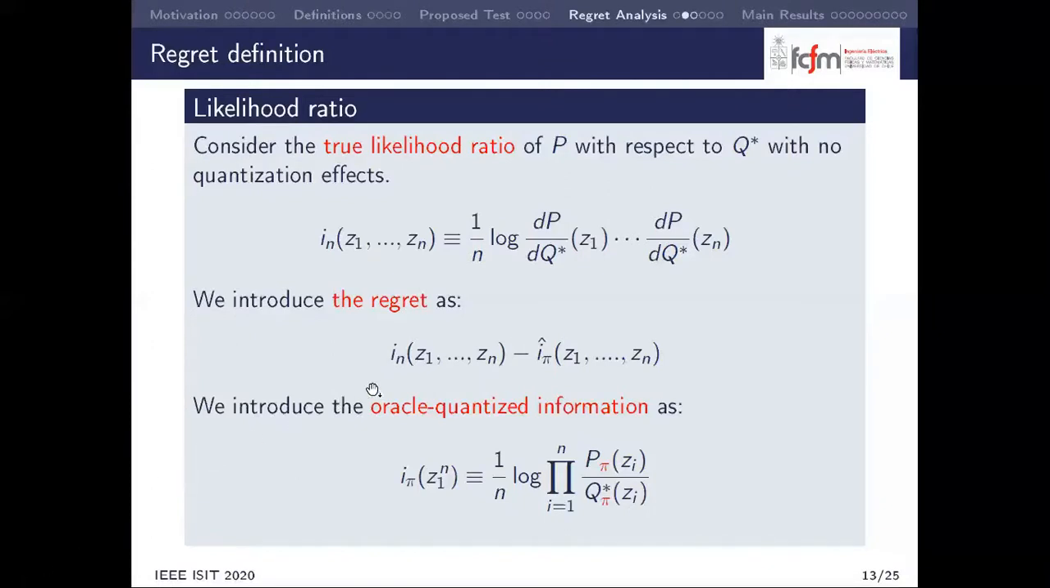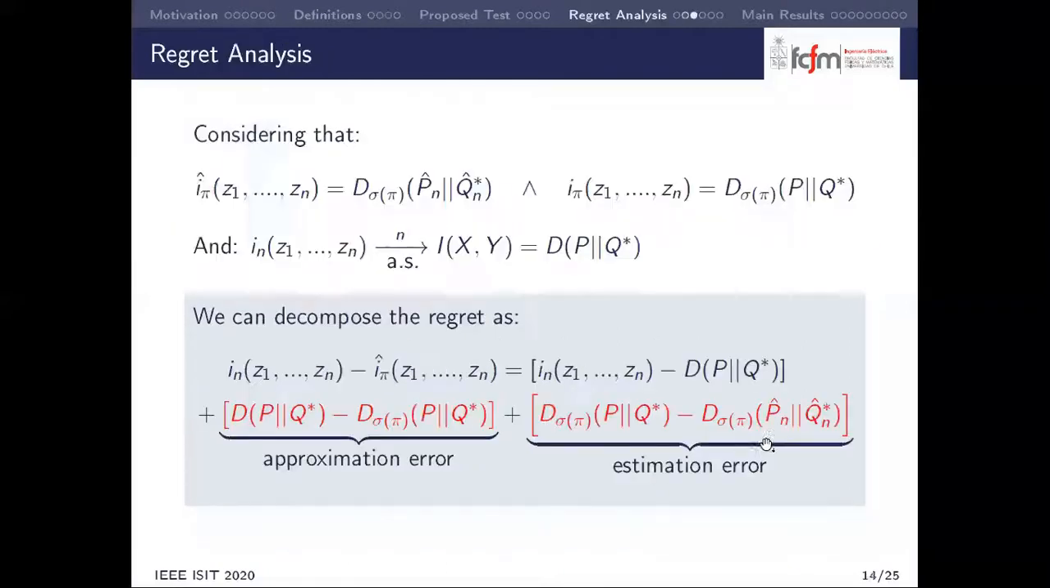So note that the difference here is because of two factors. First, we have the quantization effect introduced by the partition. And second, we have the fact that we are using empirical versions of the distribution. So in order to analyze this difference, we will introduce an intermediate step, which is the Oracle quantized information, which uses the true probability distributions, but restricted over the partitions, over the events induced by the partition.